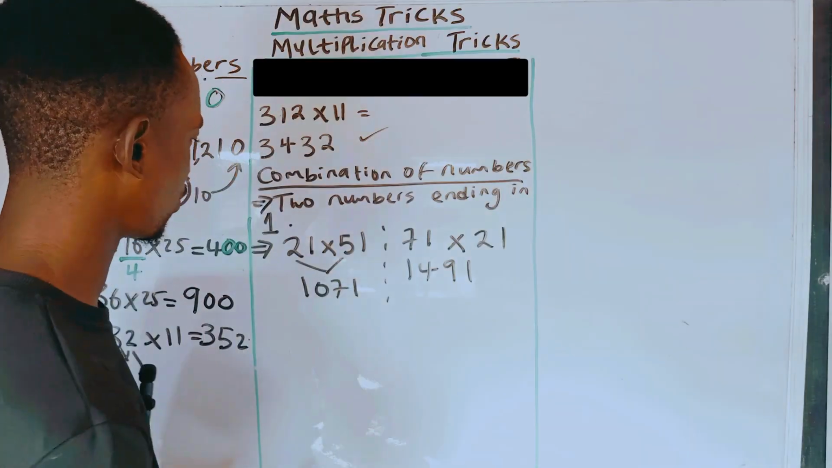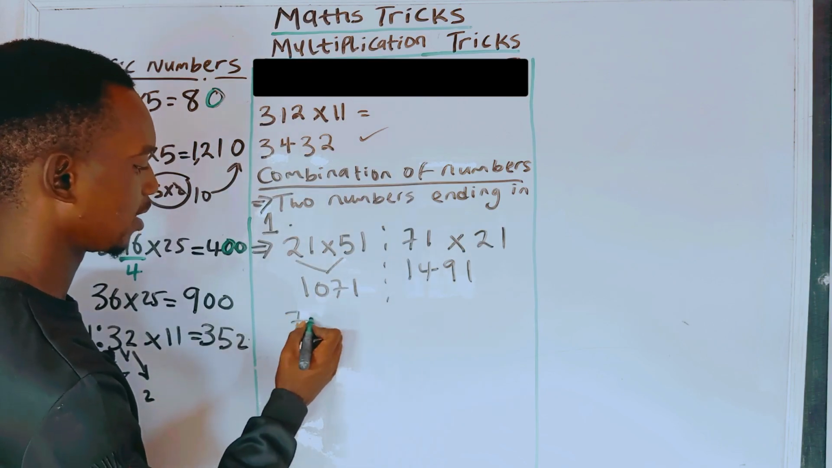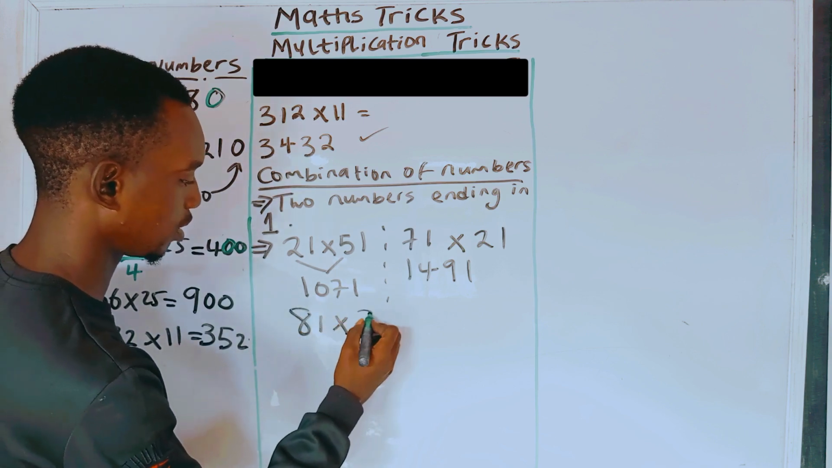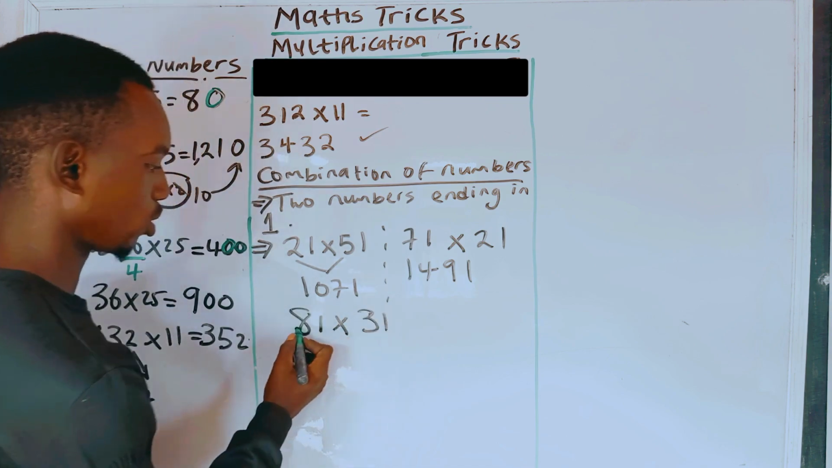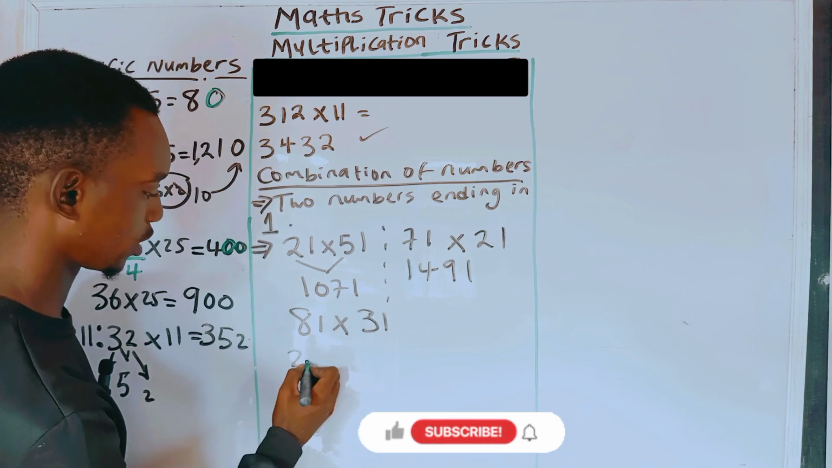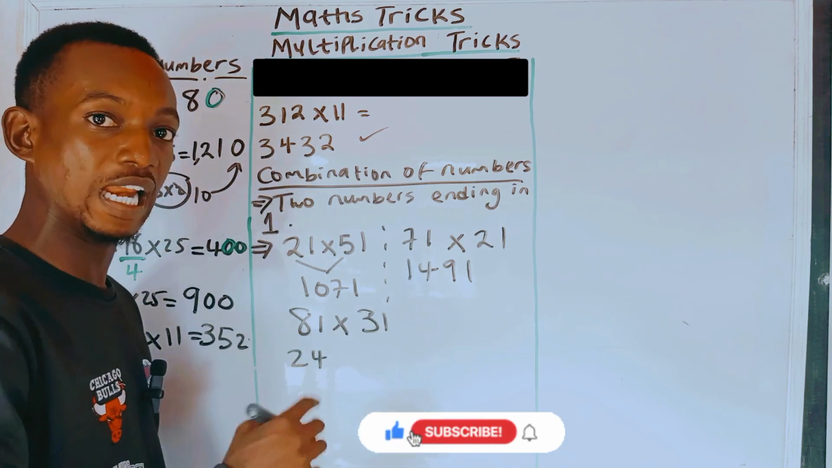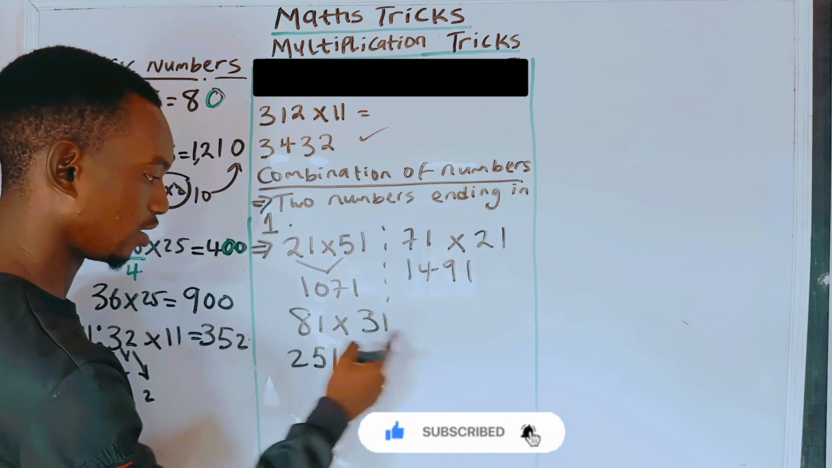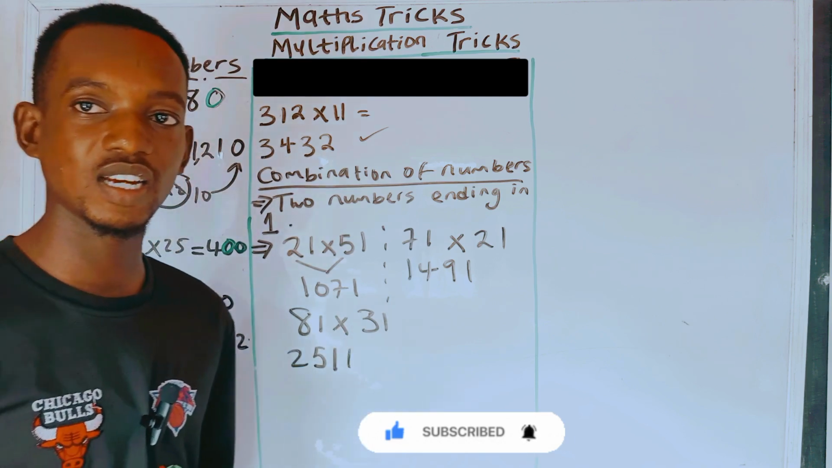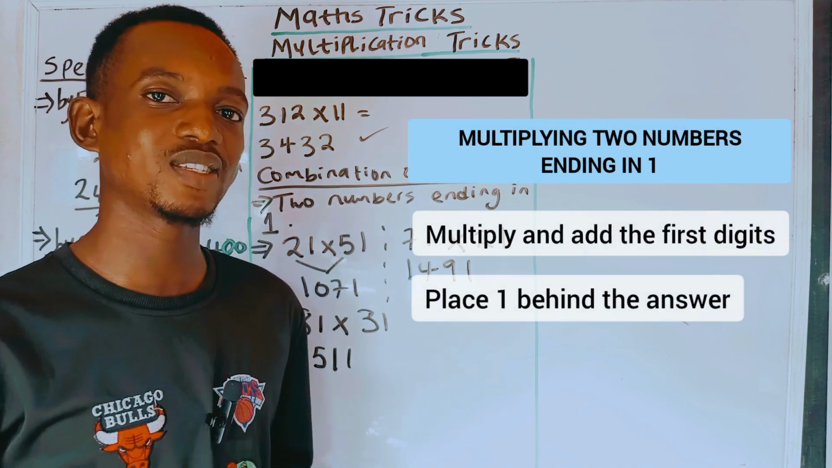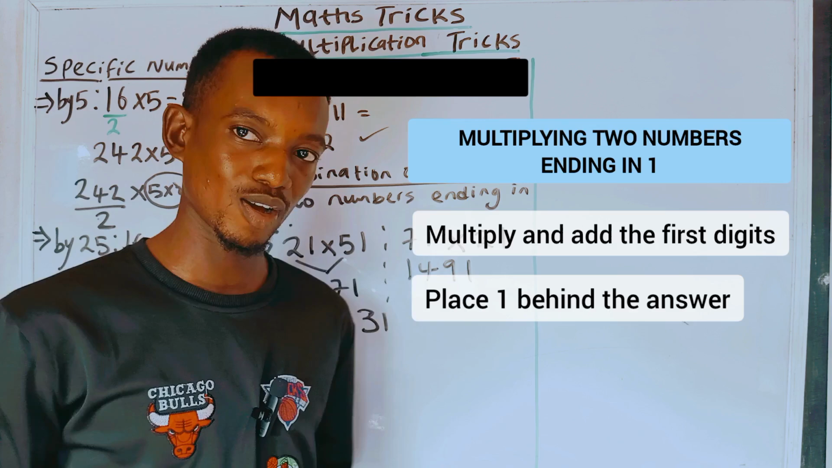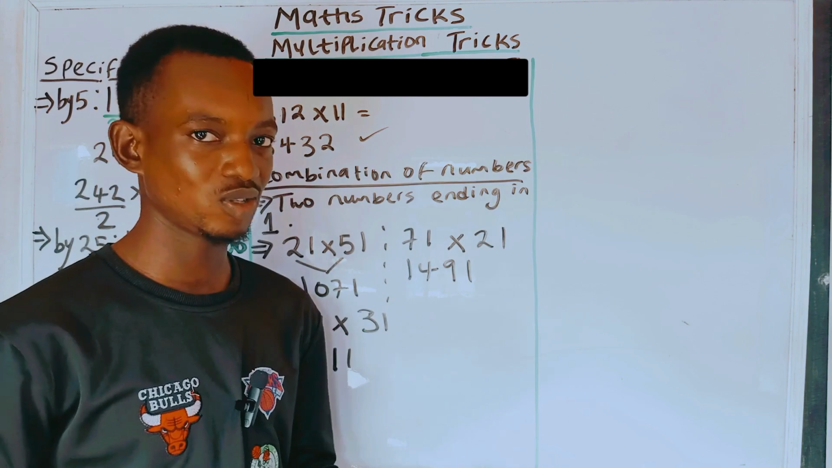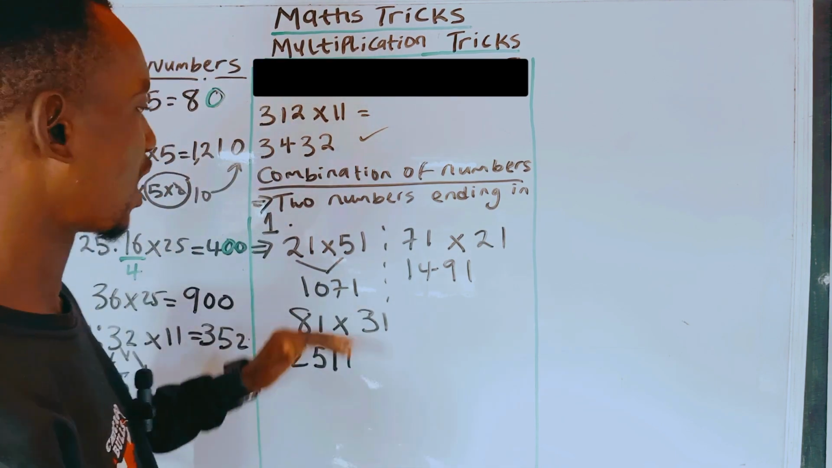Now let's look at a third example where we have to carry. Let's say 81 times 31. So 8 times 3, multiply them together. That's 24. Then 8 plus 3 is going to give us 11. So write 1, carry 1. That means it will not be 4, it will be 5. Then add 1 behind. That's 2,511. Very, very simple. Now, whenever we are in a quiz and we see numbers that end in 1 like this, two digits, we can do that fast without using a calculator, without using our books. That's very, very nice.